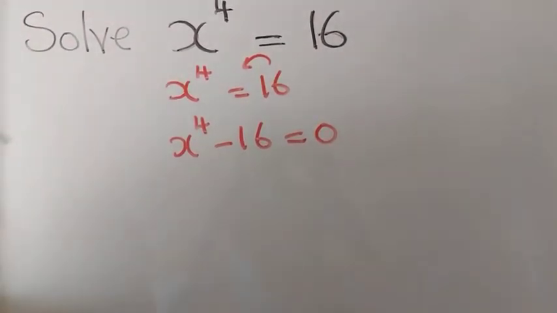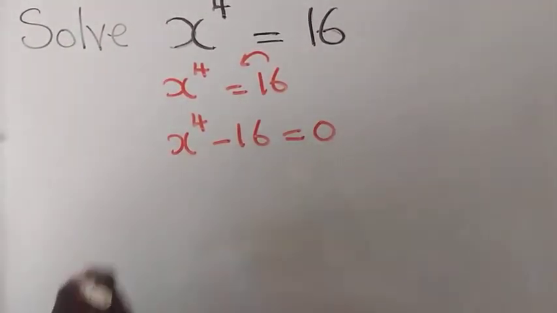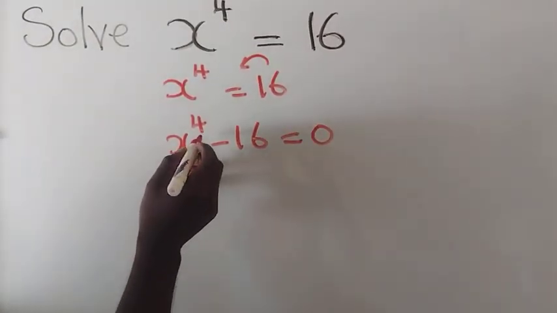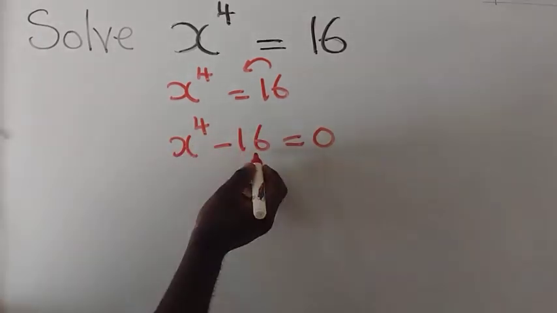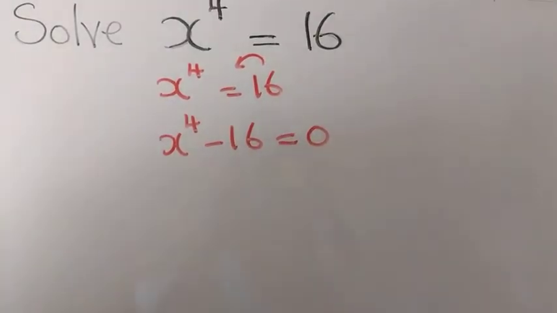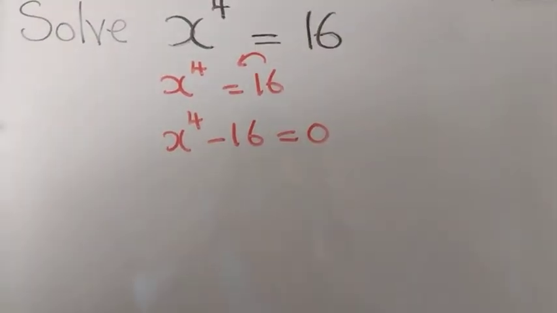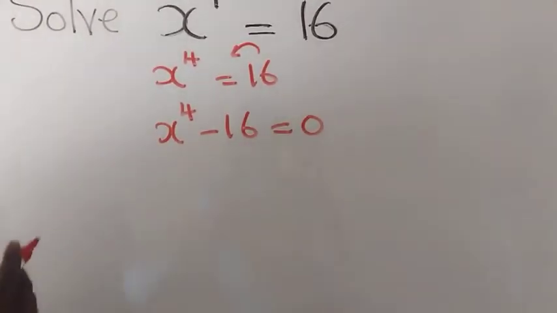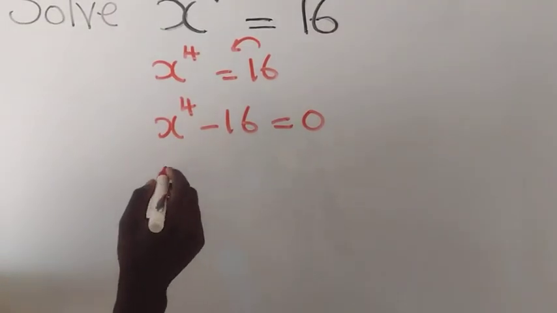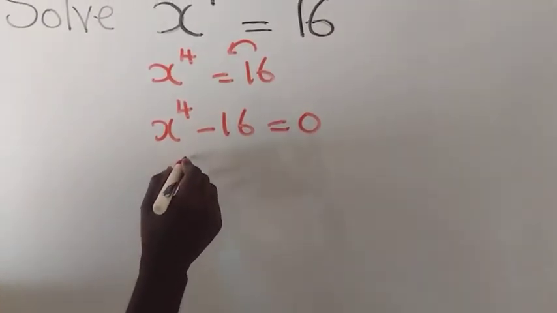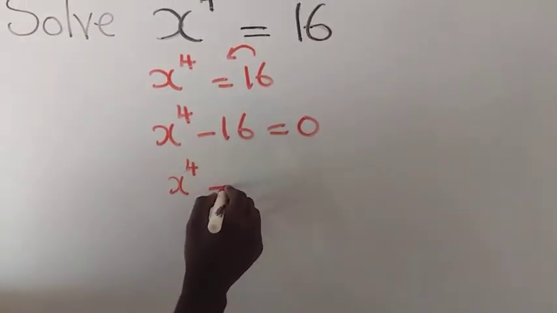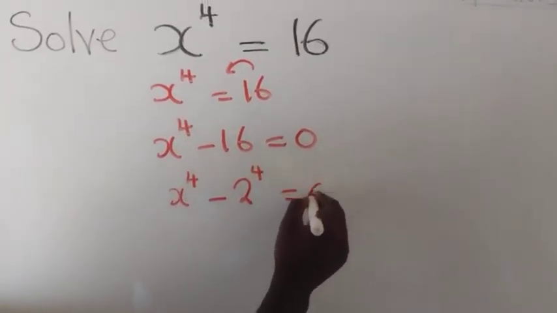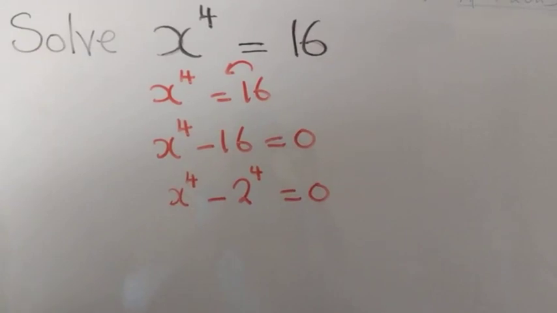So what's next? From this stage, we are able to see that x is raised to the power of 4. So I have to write this 16 in index 4, whereby the power should be a 4. The only way we can do that is x raised to the power of 4 minus 2 raised to the power of what? 4 equal to 0.